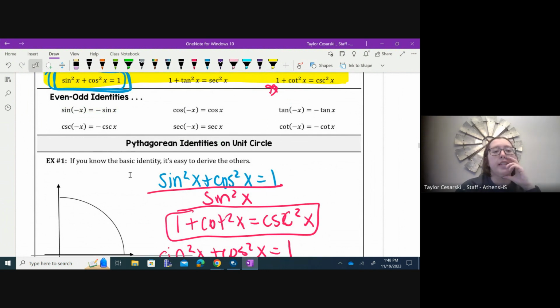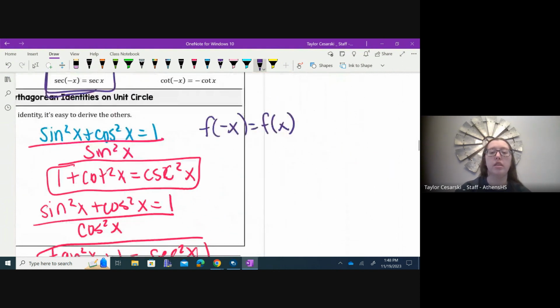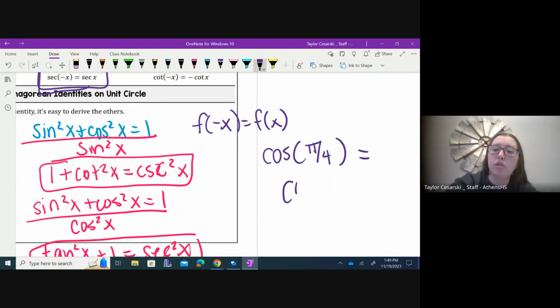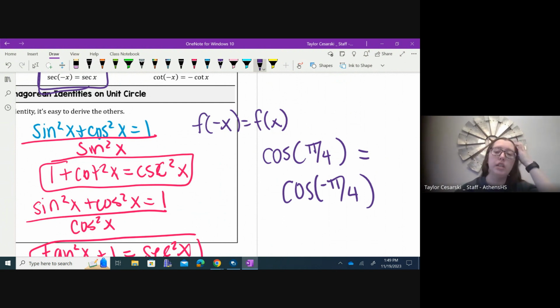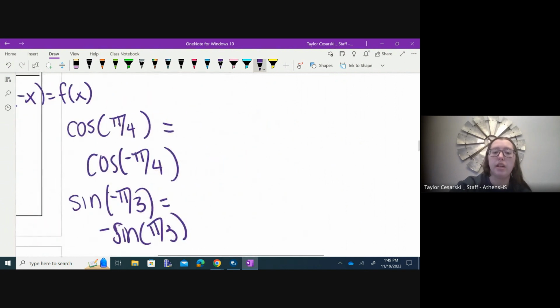All right, even-odd identities. You won't see them a lot, but remember our definition of an even function is f of negative x is equal to f of x. It's symmetric about the y-axis. The only ones that are even are cosine and secant. All of the other ones, if you take a negative value, you'll get the opposite. So for example, cosine of pi over 4 is equal to cosine of negative pi over 4. We did this when we were looking at inverse trig functions. On the contrary, if I had sine of negative pi over 3, that would be negative sine of pi over 3. And hopefully you can think about why that is.